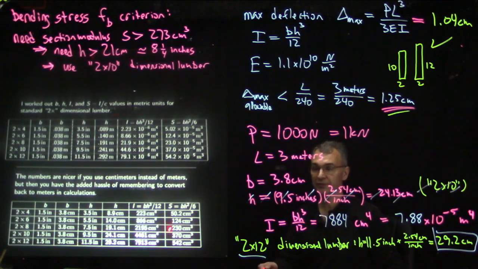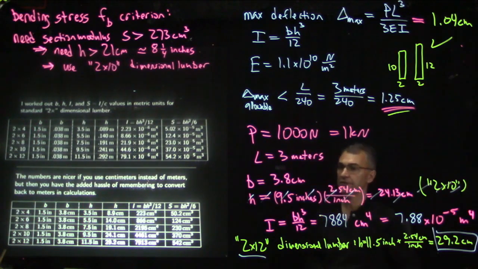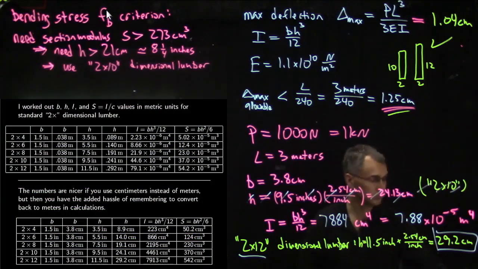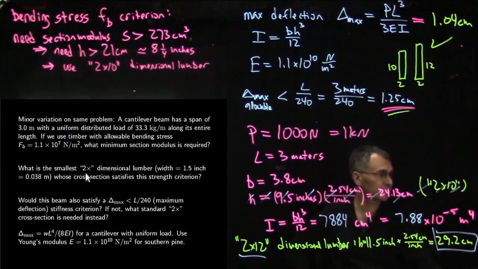And then for the section modulus, the bending stress criterion, we needed 273. So a 2x8 would not have been sufficient. That's 230. But a 2x10 is more than sufficient for the bending stress criterion, because that would be 370. So you see, normally they're just pre-calculated tables. I think I calculated this table though. Right, using, you see, 1½ inches by 3½, 5½, 7½, 9½, or 11½ inches. Okay, then in a moment we'll move on to a minor variation on this same problem.